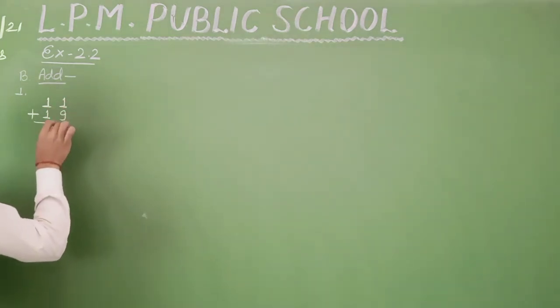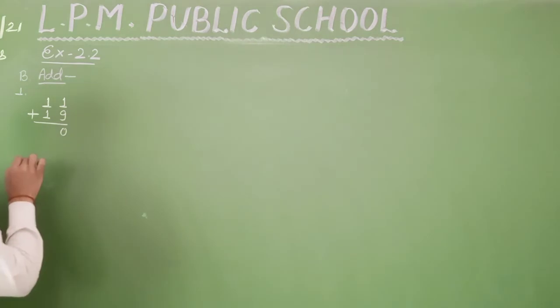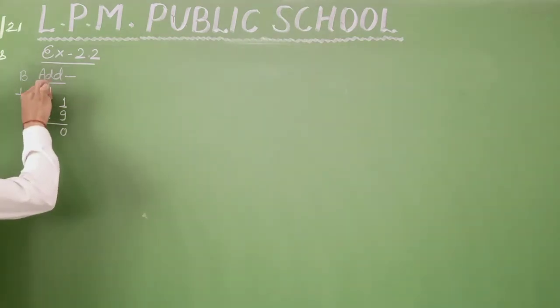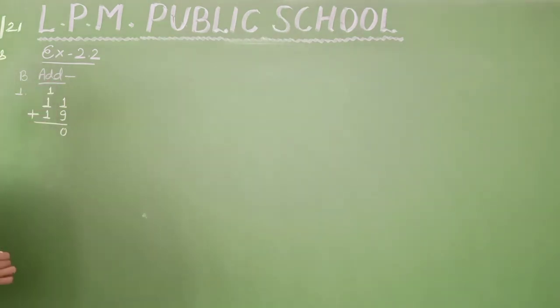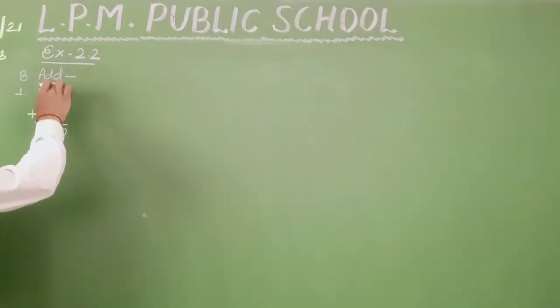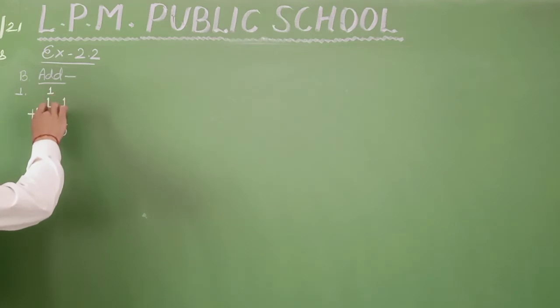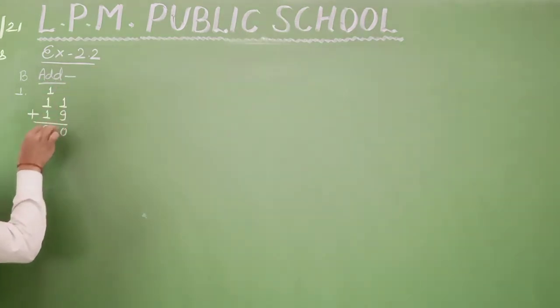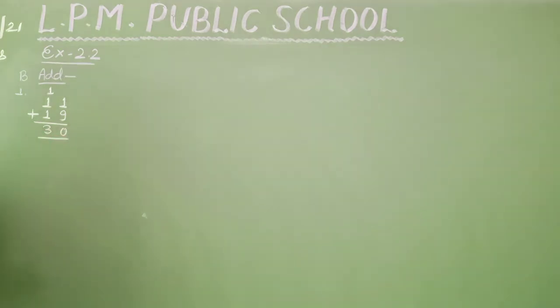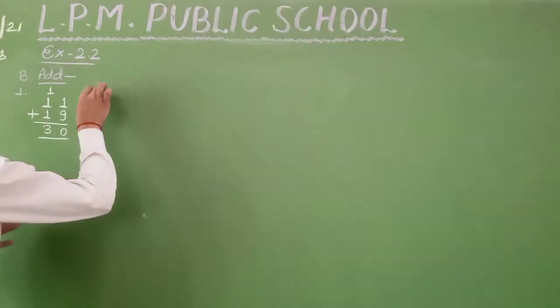So here we write 0, and here we place 1 carry. Now we add the tens places, that is 1 plus 1, that is 2, and 1 carry, that makes it 3. So that is 30.